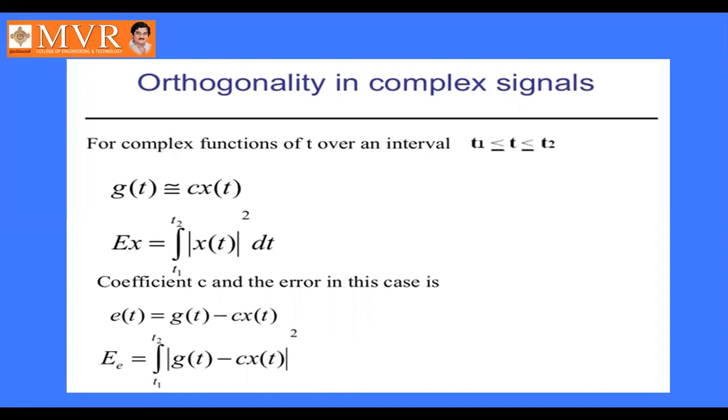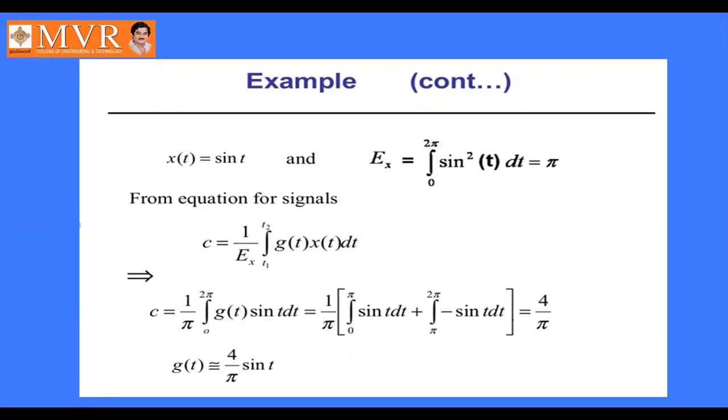So this is the solution. g(t) is approximately 4 by pi into sin t.